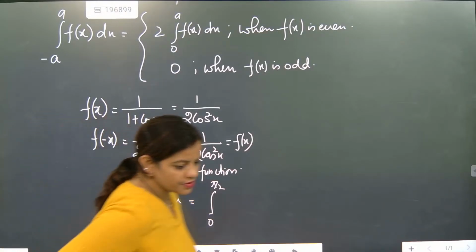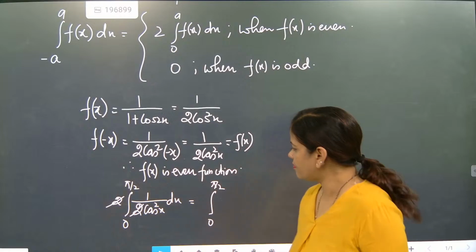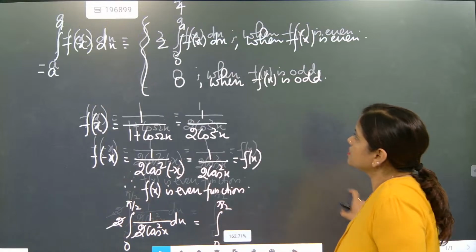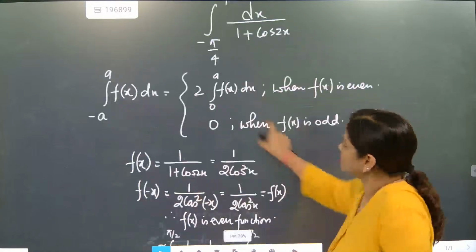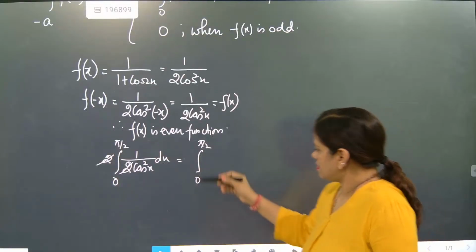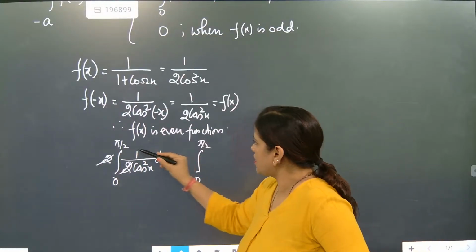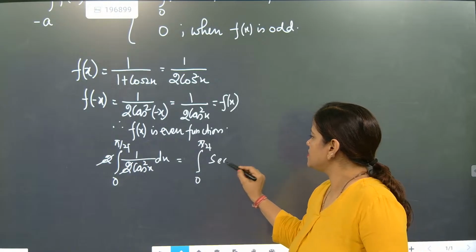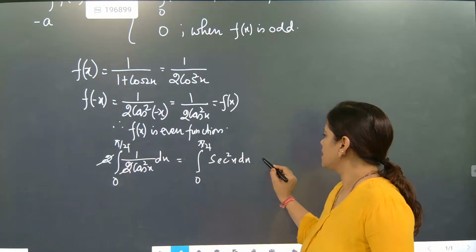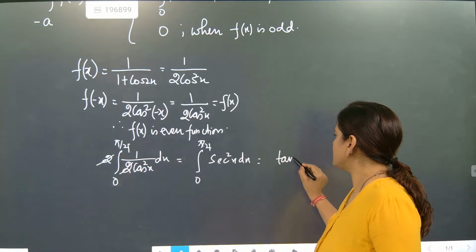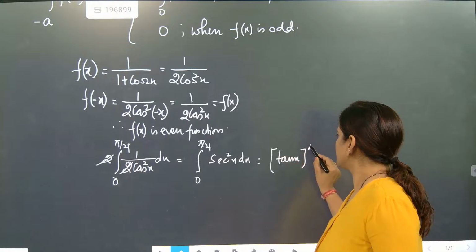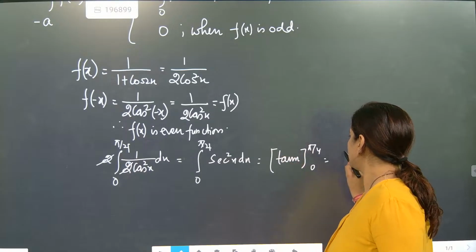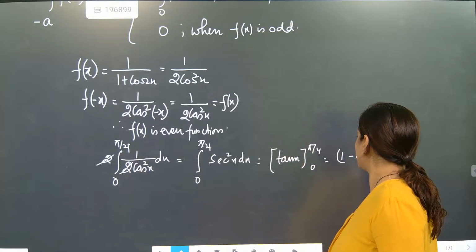The integral value was what, pi by 2, pi by 4 or pi by 2? I'll change it because pi by 4 is there. This pi by 4, it will become secant square x dx. Secant square x will become tan x from 0 to pi by 2. It is 1 minus 0. Answer is 1.